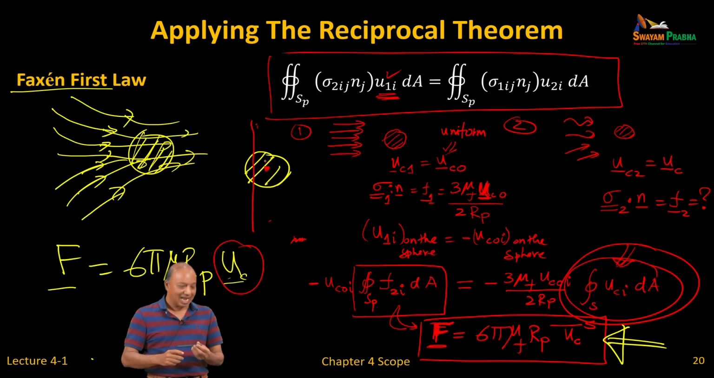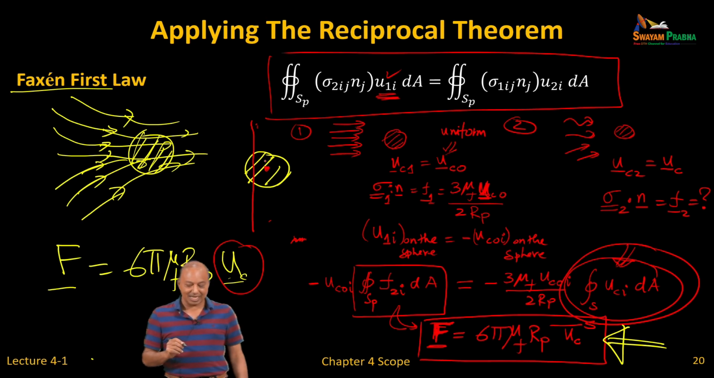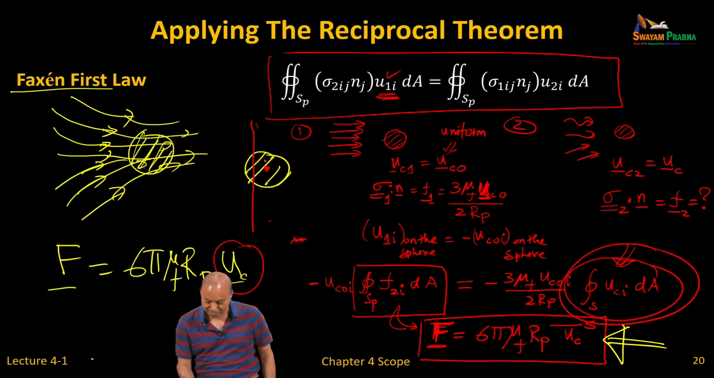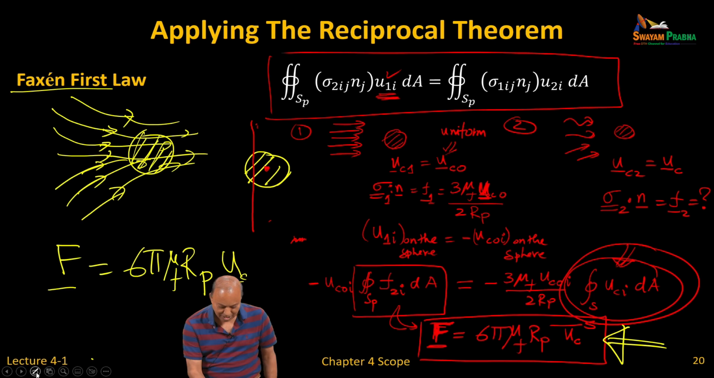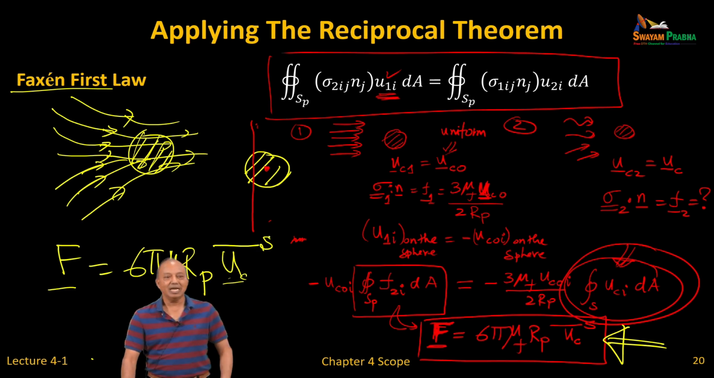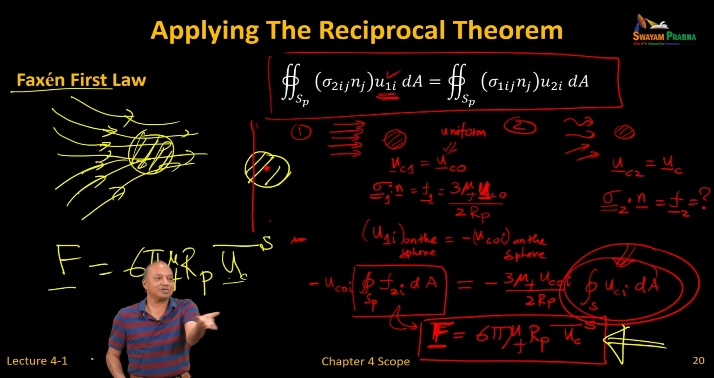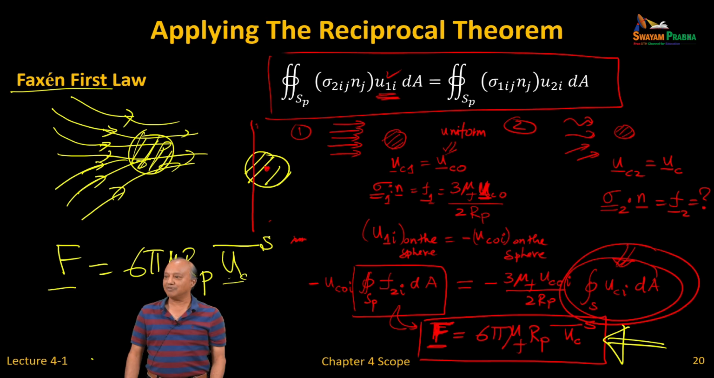Okay? But he said, when velocity changes on the scale of the particle, his brilliant relation and his exact solution was: just take the undisturbed velocity and average it over the surface of the particle. Okay, that was Faxon's first law.